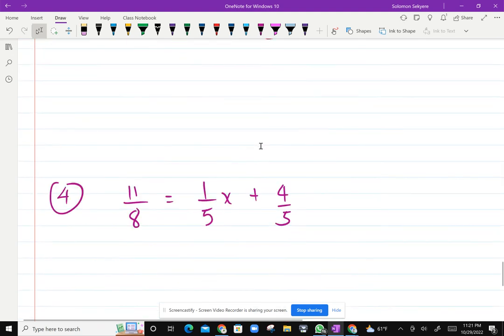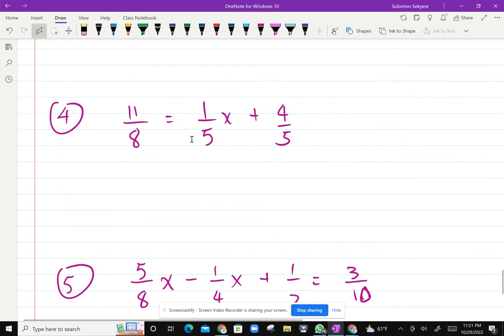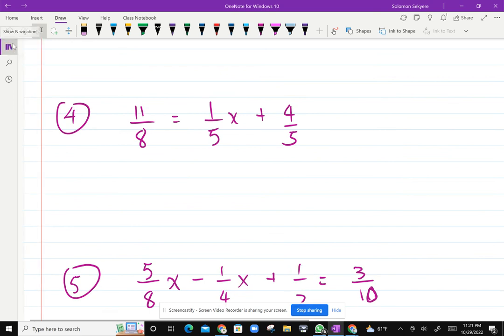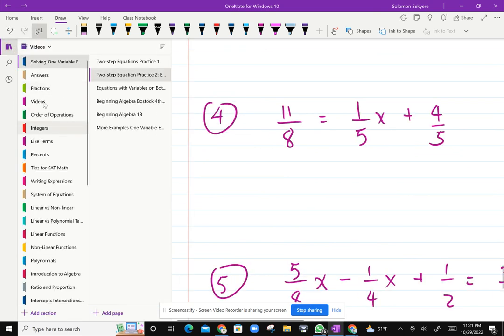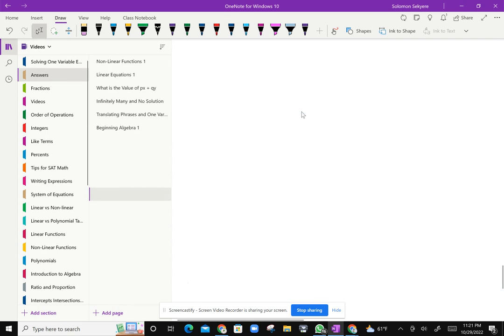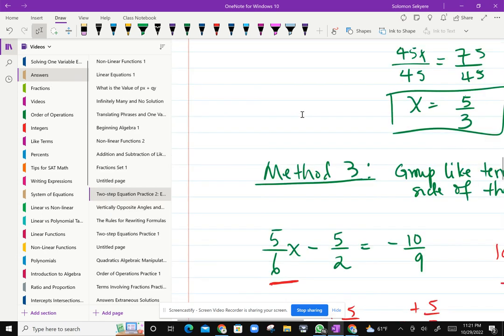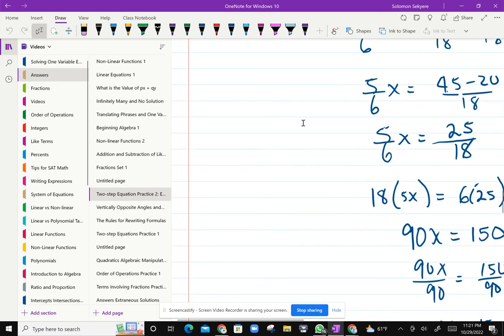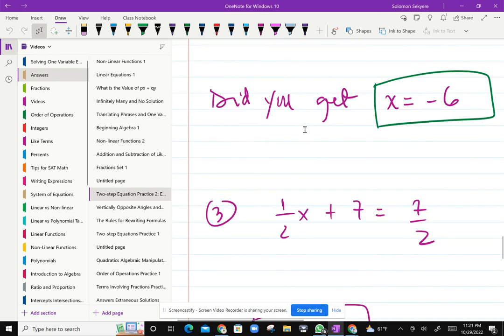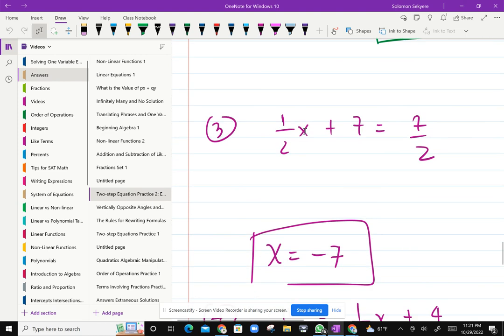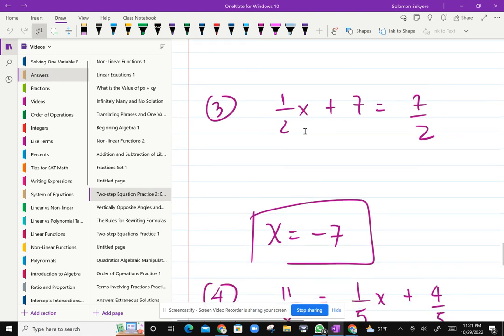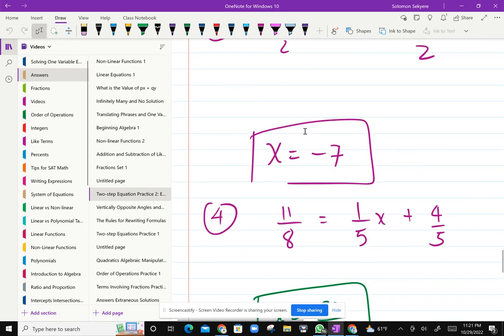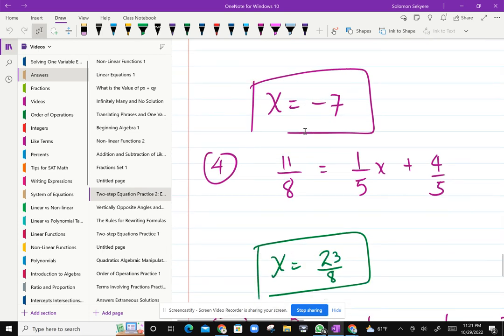11 over 18. 1 half x plus 7 equals 7 over 2. Did you get x equals negative 7? If not, check your work again. 11 over 18 equals 1/5 x plus 4. Did you get x equals 23 over 8?